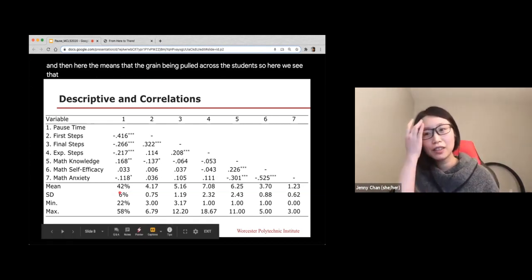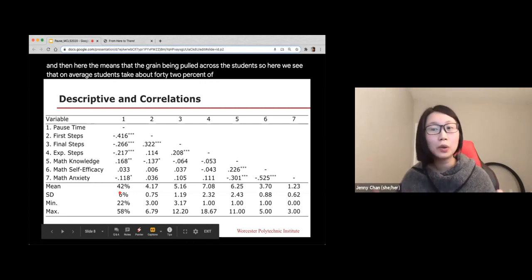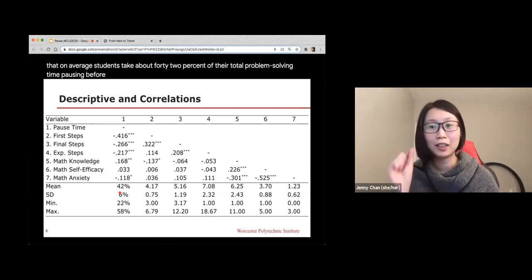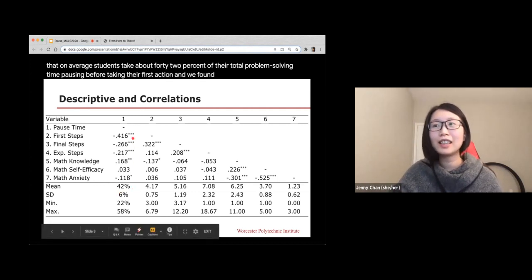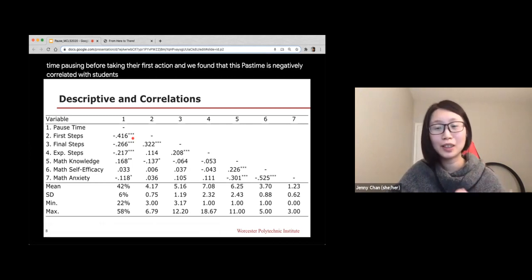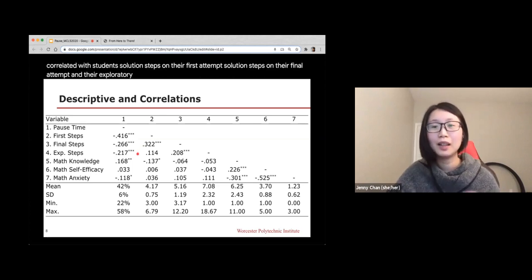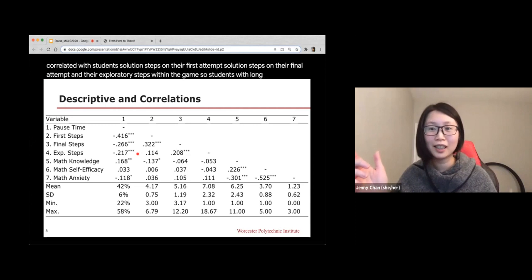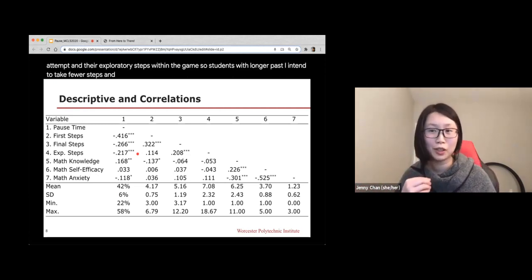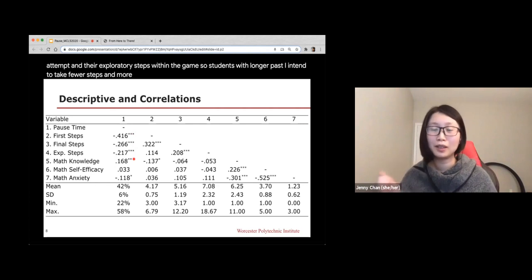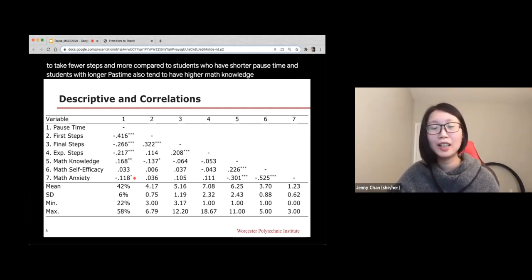So here we see that on average, students take about 42% of their total problem-solving time pausing before taking their first action. And we found that this pause time is negatively correlated with students' solution steps on their first attempt, solution steps on their final attempt, and their exploratory steps within the game. So students with longer pause time tend to take fewer steps and more efficient strategies in problem solving compared to students who have shorter pause time. And students with longer pause time also tend to have higher math knowledge and lower math anxiety, although these correlations are fairly weak.